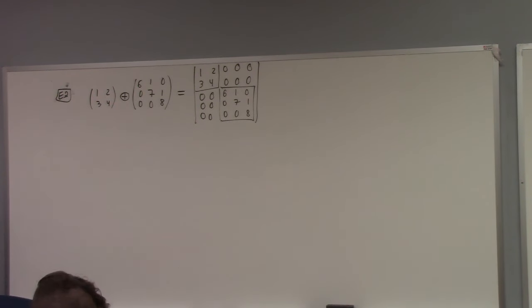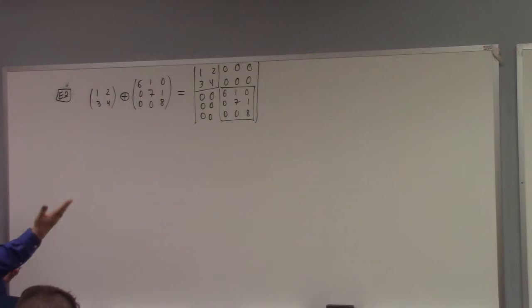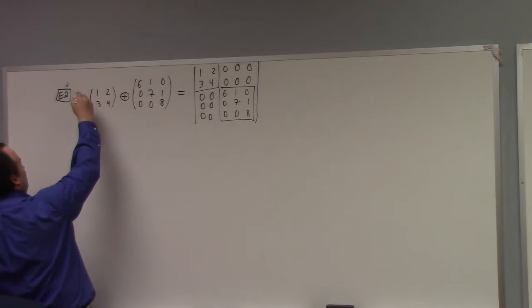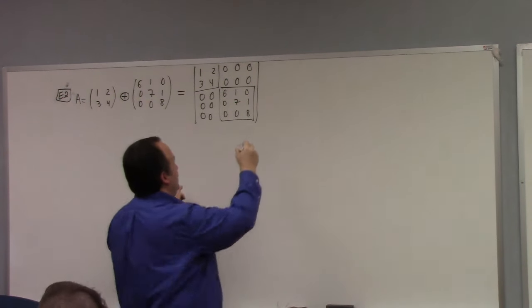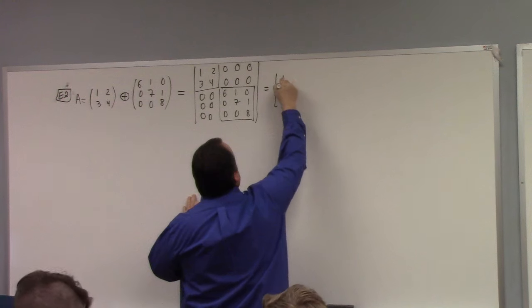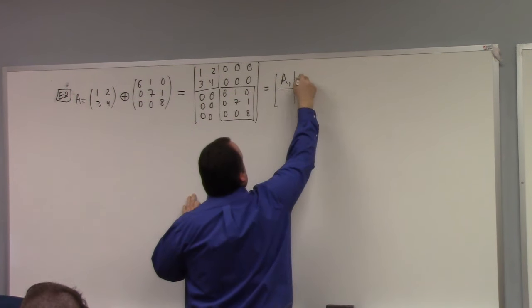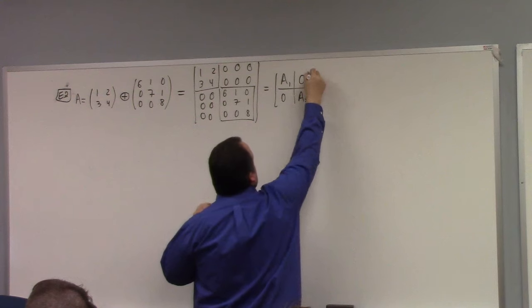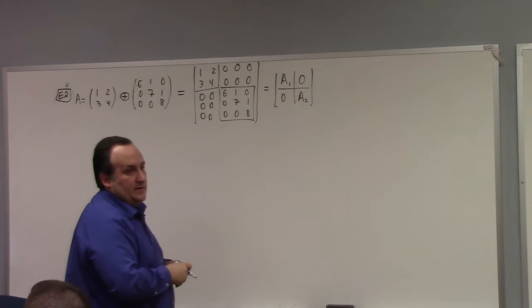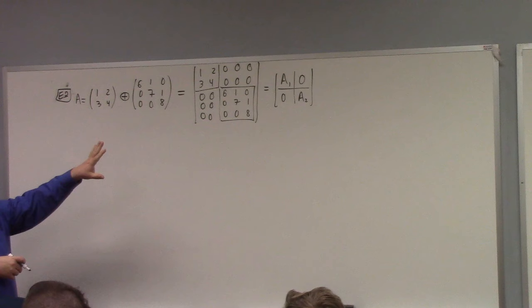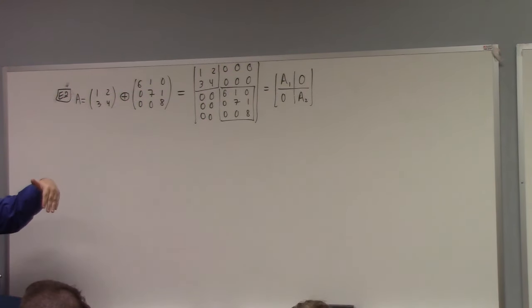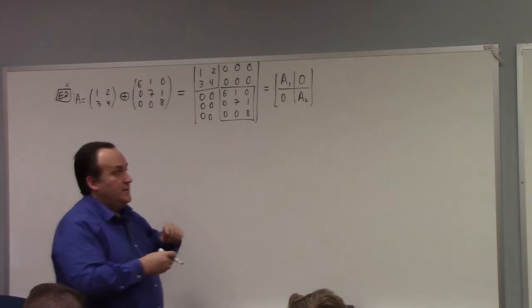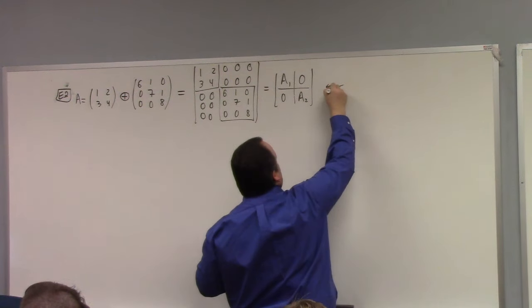And the beautiful thing here is, let's give this thing a name. Let's just call it A. So this basically has the pattern A1, 0, 0, A2. So this is an example of a matrix which has possibly non-zero blocks down the diagonal and then zero blocks off the diagonal. It is called a block diagonal matrix.